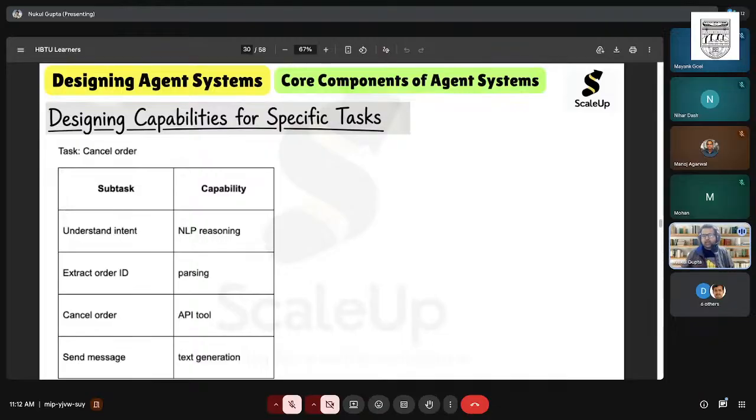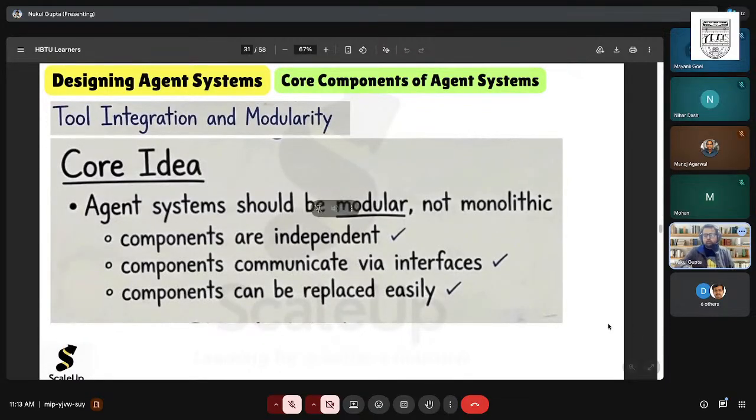To cancel the order, I have to call the cancel order API. So I need that API tool. Send message, text generation capability. So the mapping is there: I am designing the capabilities for specific tasks, then it will be very structured and easy for me to organize the things. Okay, now we will discuss tool integration and modularity.